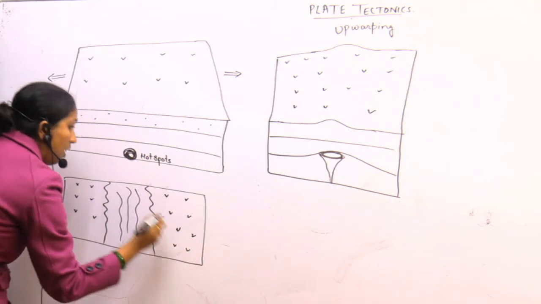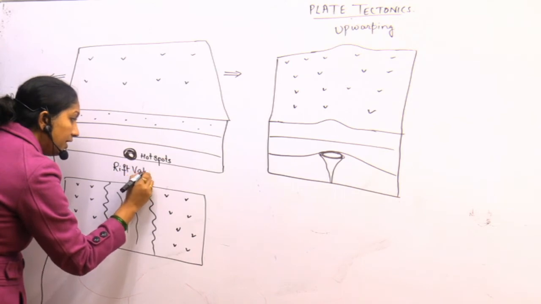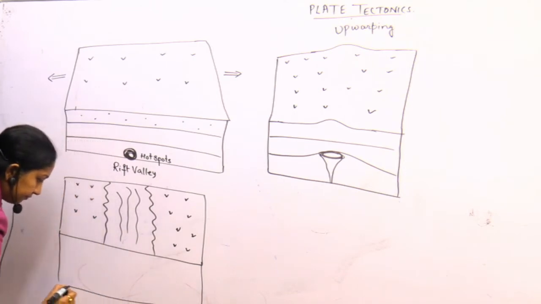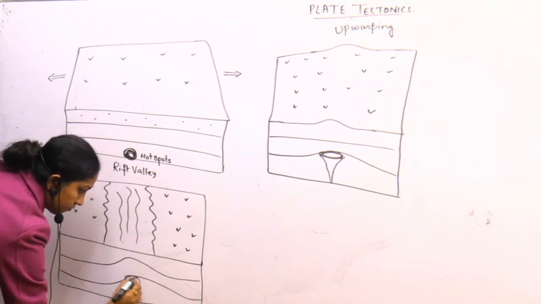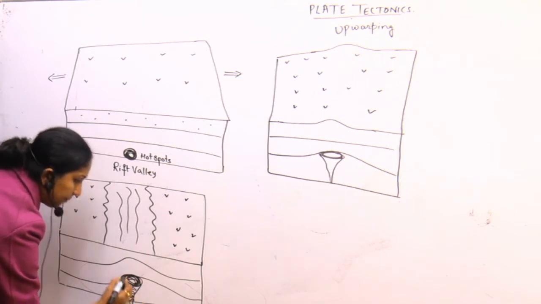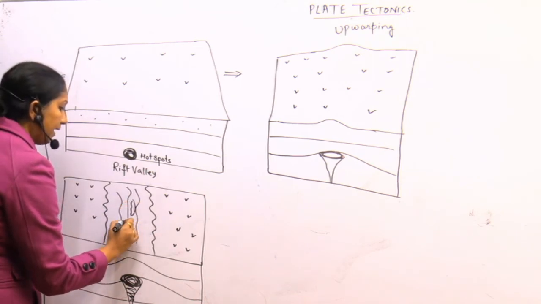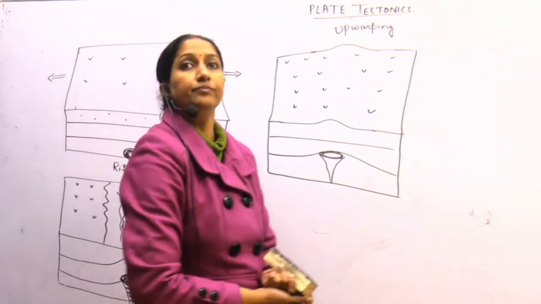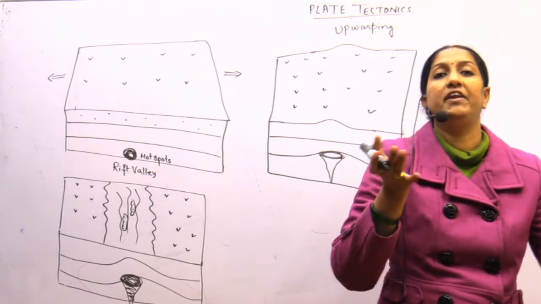And what happened? A long trough is formed here, and such a long trough we call a rift valley. Why is this happening? Because of this mantle plume. So a rift valley will form. Along such a rift valley, some water may be collected and some lakes may form here. This happens when a spreading center develops over the continental lithosphere.